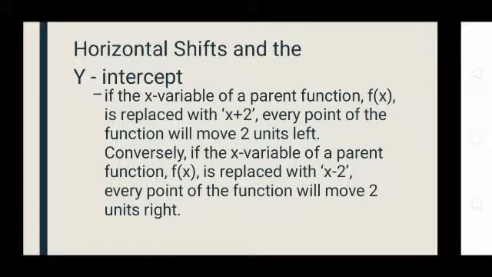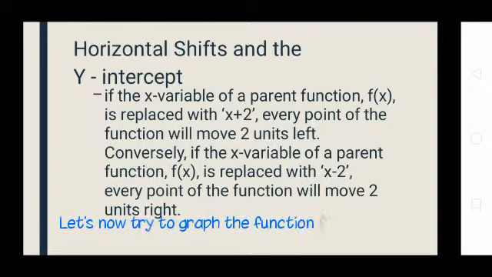Next are horizontal shifts and the y-intercept. If the x variable of a parent function f of x is replaced with x plus 2, every point on the function will move 2 units left. Conversely, if the x variable of a parent function f of x is replaced with x minus 2, every point on the function will move 2 units right.